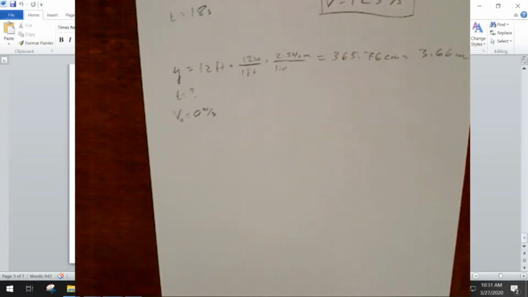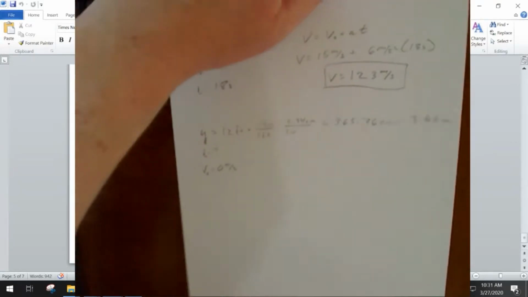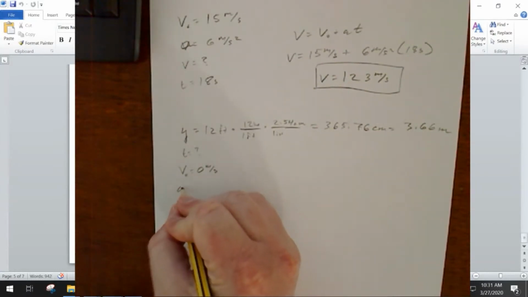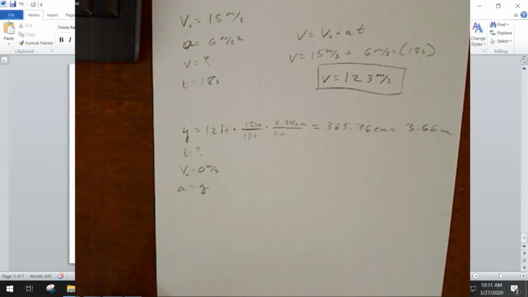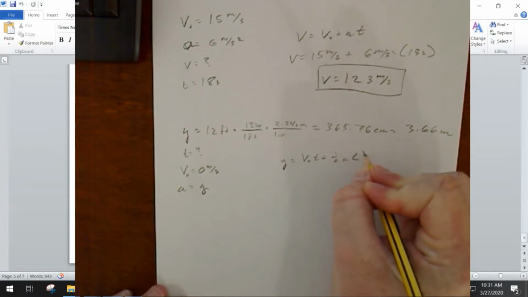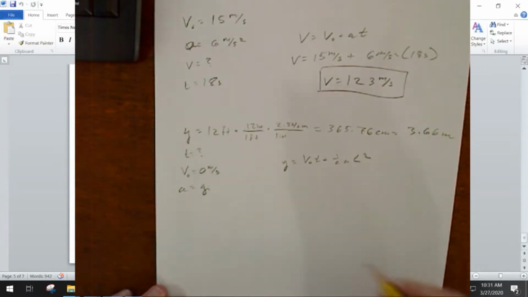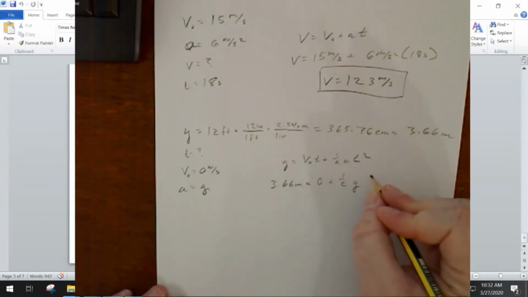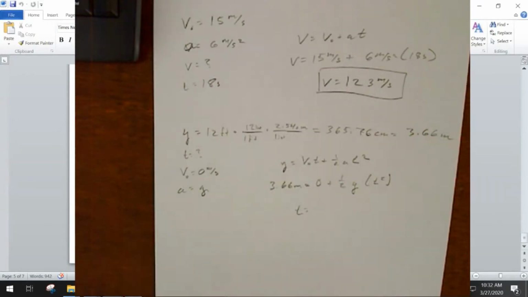You look through your equations, you see which one you have enough to use. Well, you know that any object in free fall has an acceleration of g, 9.8 meters per second squared on Earth. So we could use that third equation. And I'm just using y for displacement because it's vertical rather than horizontal. So 3.66 meters is equal to 0 plus 1/2 of g times time squared. Plug everything in: 3.66 divided by 4.9, take the square root, and you get 0.864 seconds.